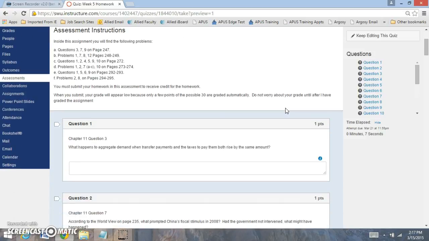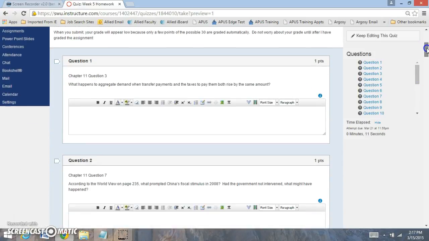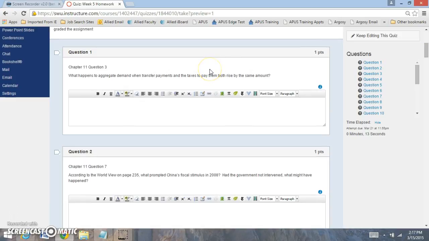Now, question 1. What happens to aggregate demand when transfer payments and taxes to pay for them both rise by the same amount? So if transfer payments rise and taxes increase as well, consumers will have more money because there's more transfer payments in consumers' pockets. However, they're paying more in taxes. How will that influence aggregate demand?